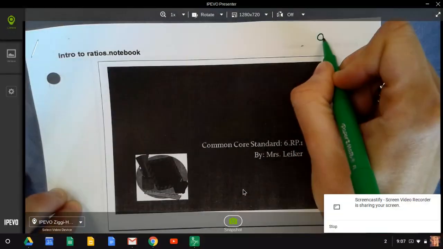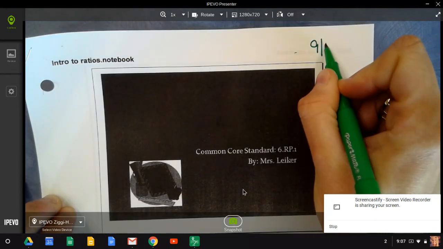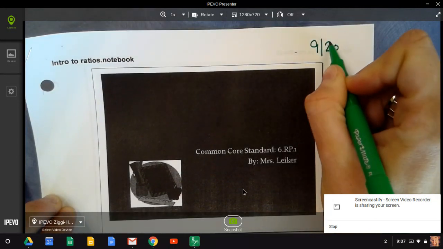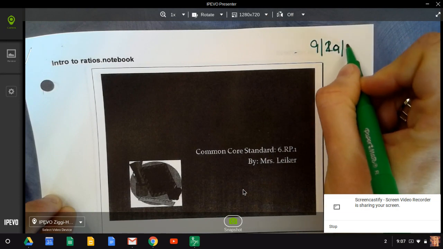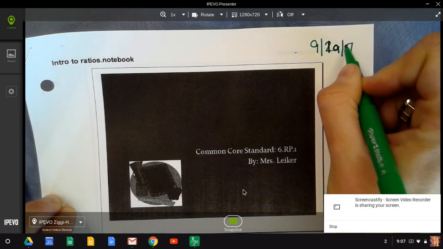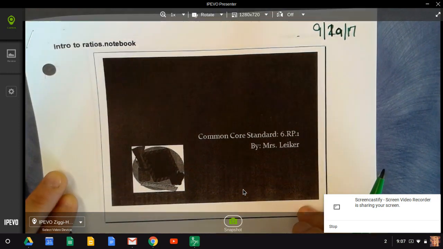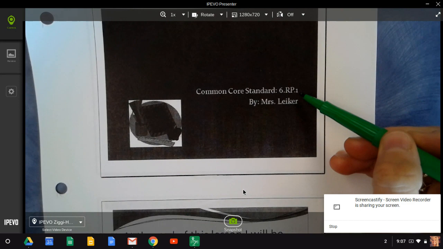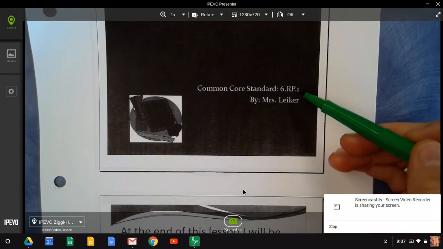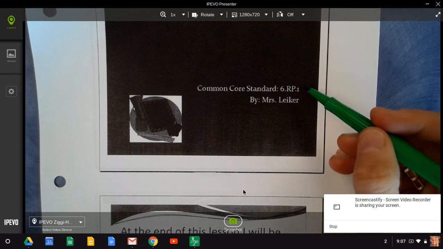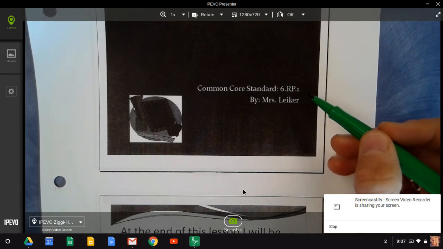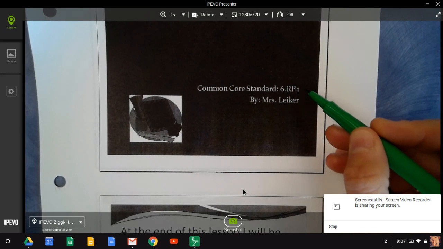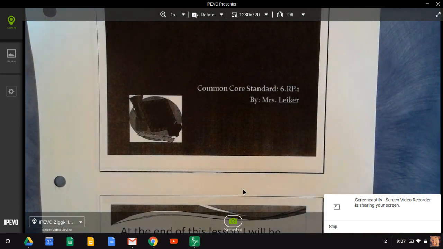At the top, I'm just going to write today's date, which is the 20th. Well, it's the 19th actually. I'm so sorry. That's when you're watching it. Okay, so 9/19/17 is our date. This is Common Core Standard 6.RP.1, which is Introduction to Ratios. You need to know how to use a ratio, how to write a ratio, how to understand ratios, what a ratio is. So we're going to put this back on our CCLS board in our classroom so that we can show that we've covered this standard.